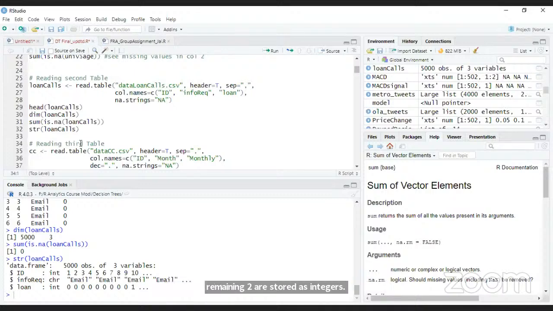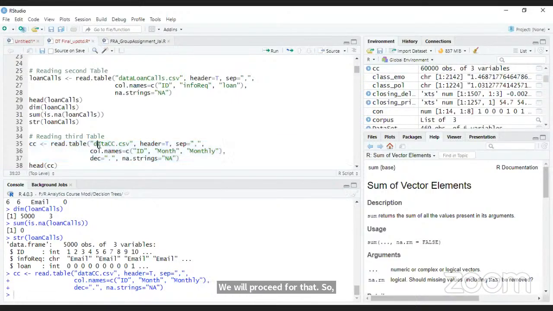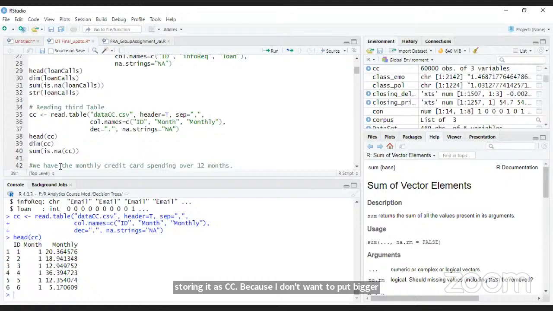Okay. Let us quickly look at the third and fourth tables, and we will stop here. In the coming class, we will proceed further. So credit card data, I am storing it as CC because I don't want to put bigger names, because I say often use within the coding, so it will eat my time. So I keep it short. So we have ID, the month in which the loan was given, and the monthly installment or something. Okay, how much they are supposed to pay.